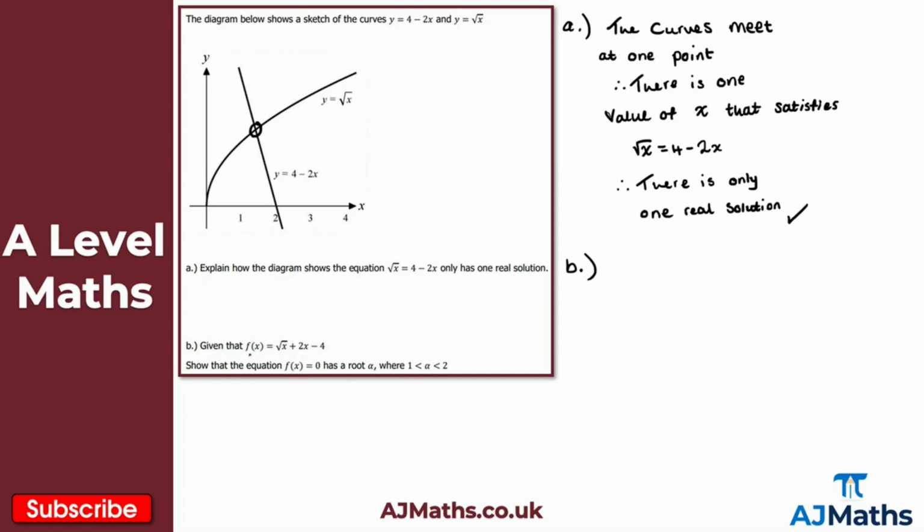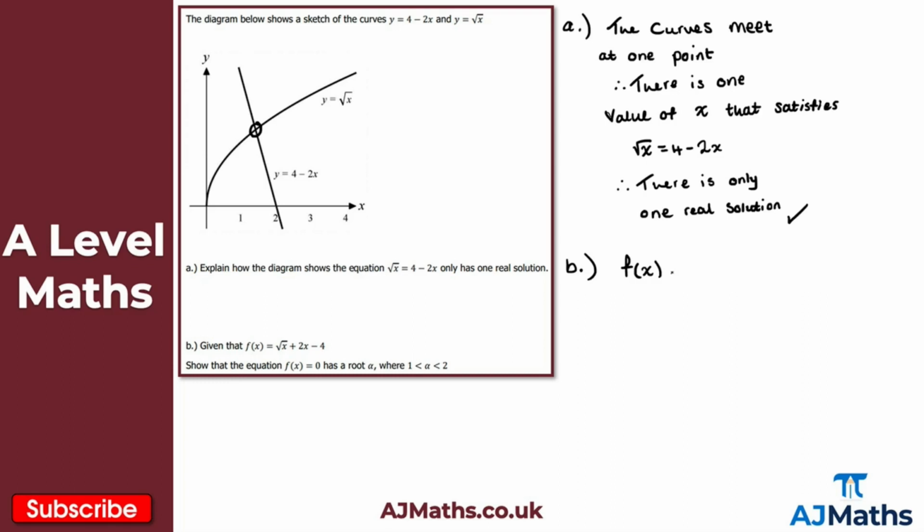So now we're given that f of x is equal to the square root of x plus 2x minus 4. We're asked to show that the equation f of x equals 0 has a root alpha, where alpha lies between 1 and 2. So f of x here, well, what they've done is they've equated 4 minus 2x and the square root of x together, and then we've obtained this new function here by just rearranging. Okay, let me just write down f of x here.